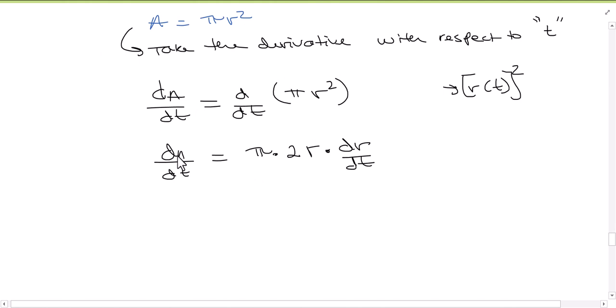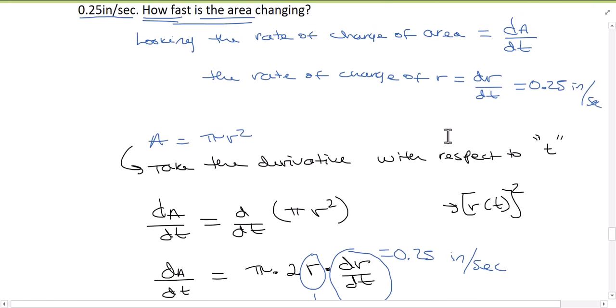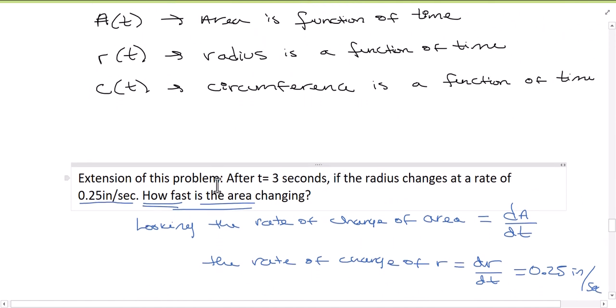Now, I did not give enough information in this problem, because we know that dr/dt is 0.25 inches per second, but I would need the value of r in order to solve this problem. And we are not given the value of r here. We just know that after 3 seconds, the radius changes at a rate of 0.25 inches per second.